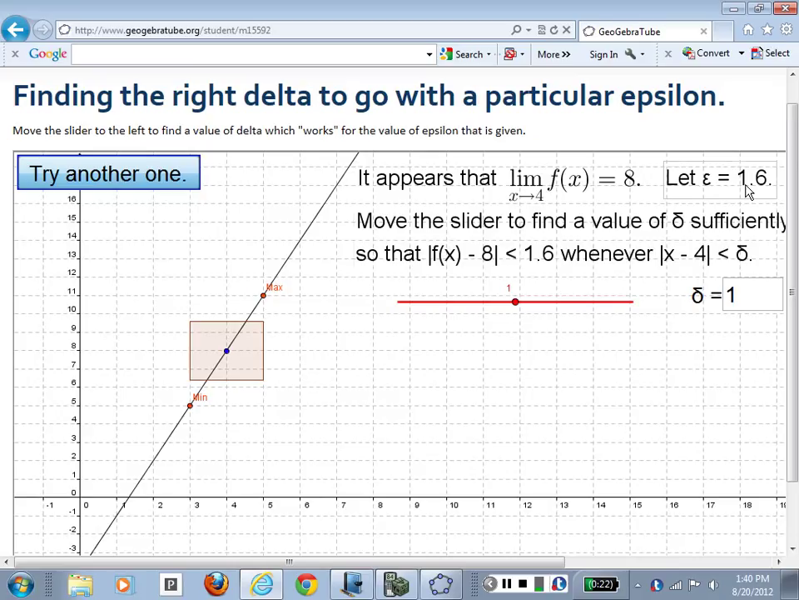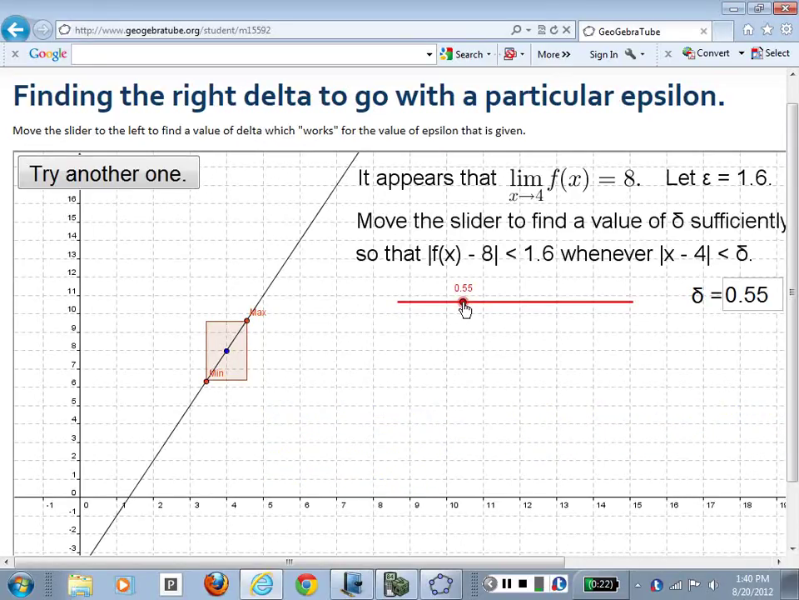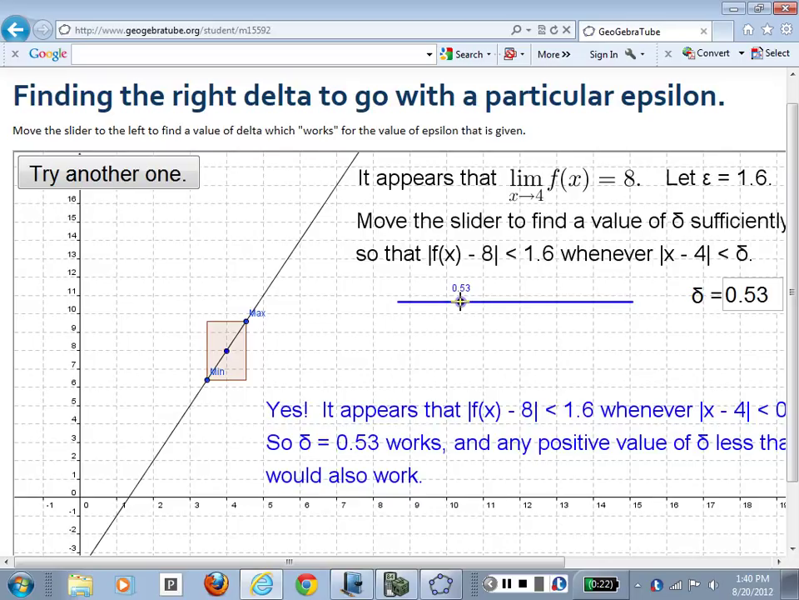What's 1.6 divided by 3? 0.53 repeating. So when we get to 0.53, that ought to be small enough. Yep, there we go. 0.51 works, 0.52 works, 0.53 works, 0.54 does not work. But 0.53 is a small enough delta. So as long as x is within 0.53 units of 4, then f of x is going to be less than 1.6 units away from 8.